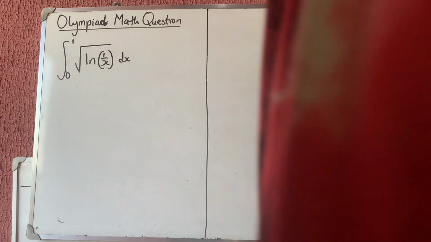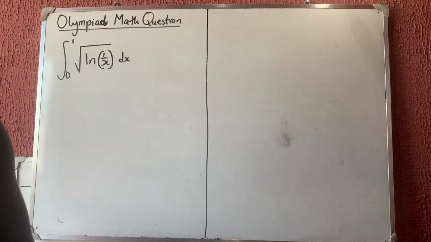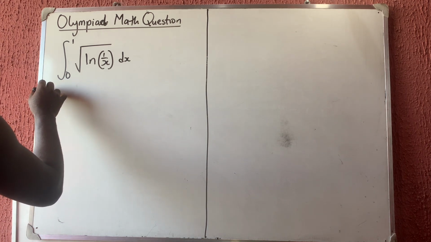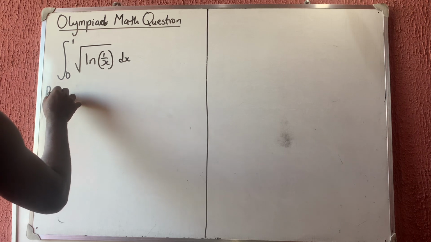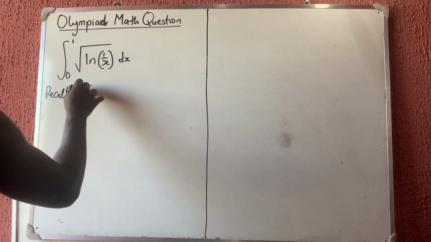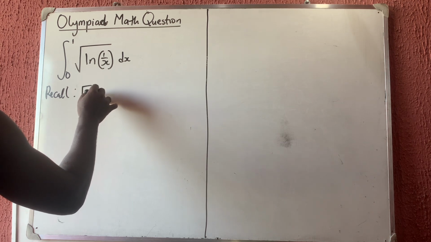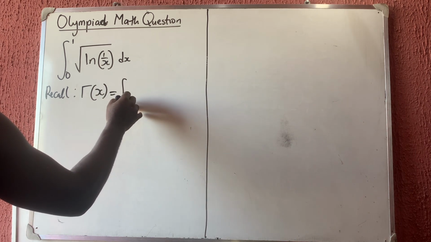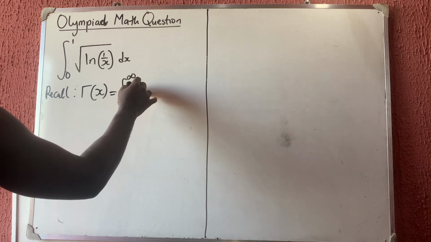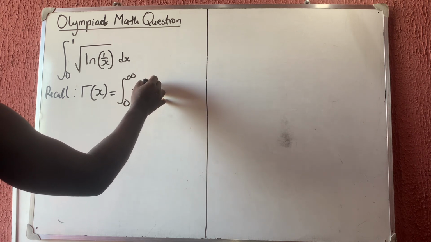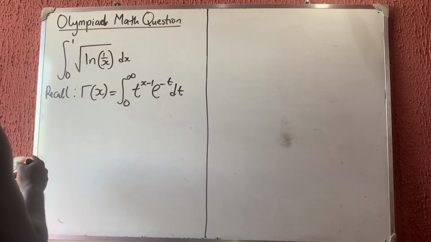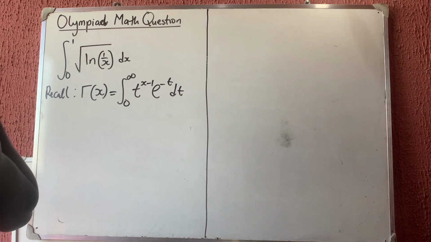All right, so let us quickly solve this Olympiad math integral problem. Okay, so now we are asked to integrate this function, but this will take us to a gamma function. You should recall that the gamma function of any number x is equal to the integral from 0 to infinity of t raised to power x minus 1, then e raised to power minus t dt. So you should remember this particular formula.